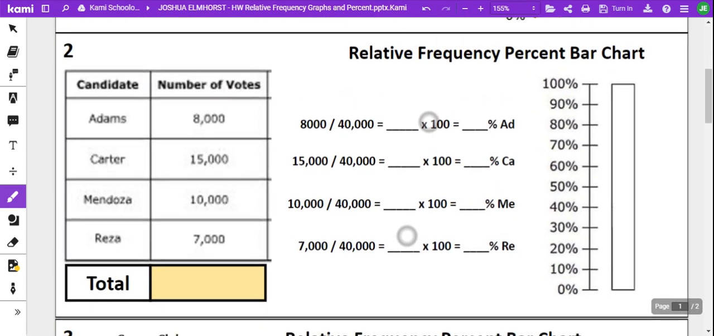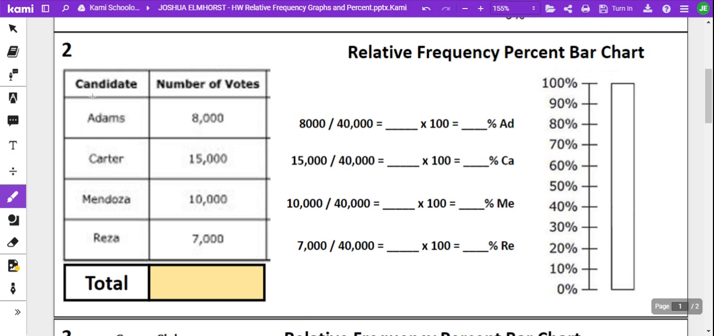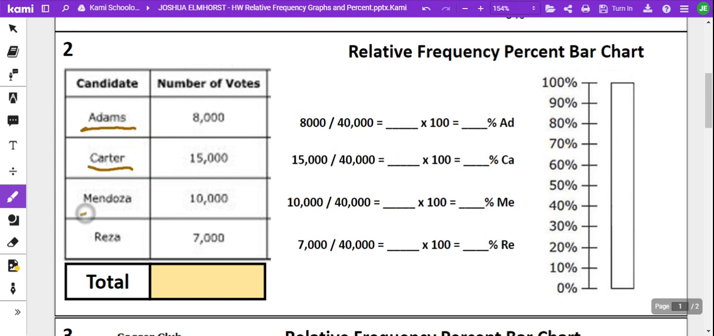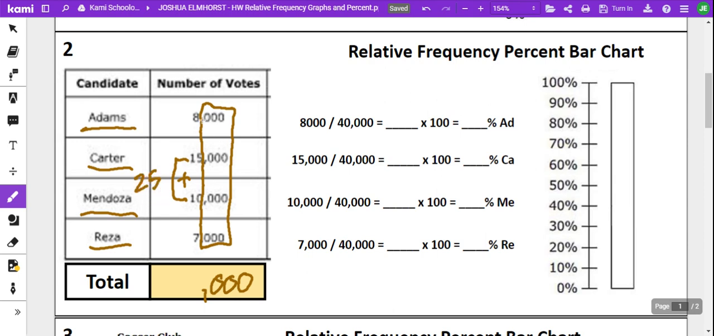Okay, so we're going to try this out here. We have the candidate receive the number of votes. So you have Adams, Carter, Mendoza, and Riza. We're going to add them all up. Notice these are all in the thousands, so we can just put thousands down here. Then we're going to add up 10 and 15. So that's going to give us 25. And then 7 and 8, if we add those up, that's going to give us 15.